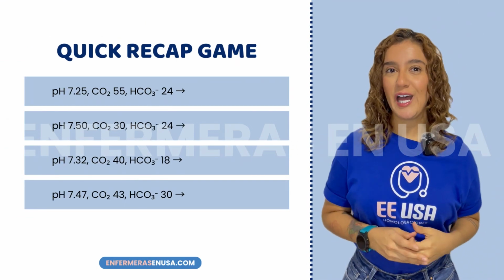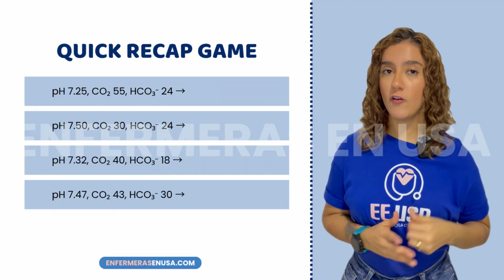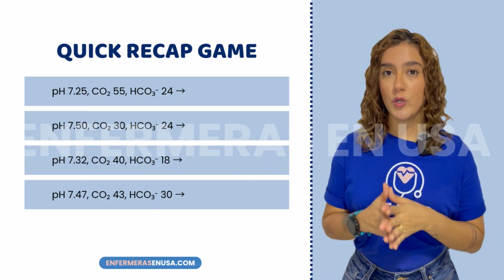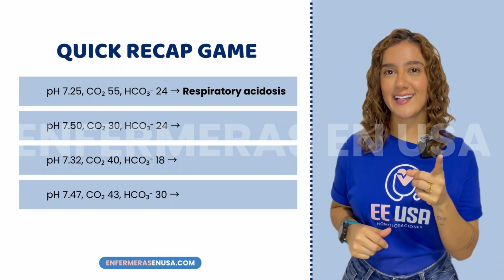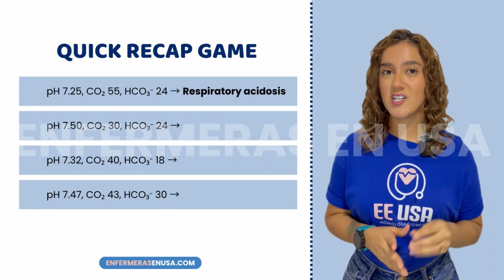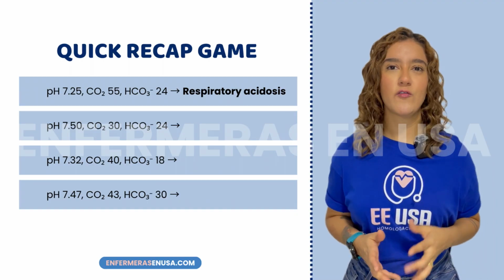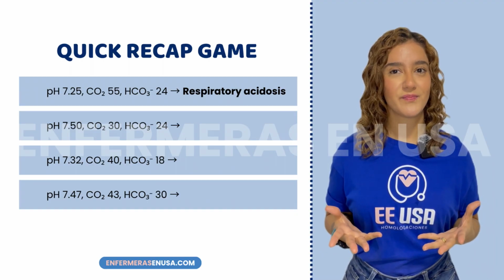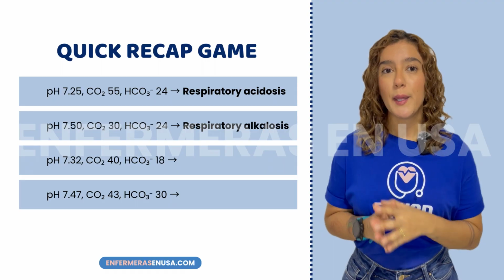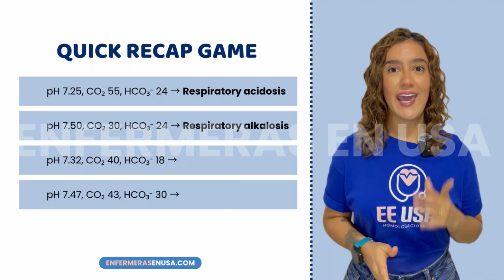Let's test your speed. I will give you the values and you will think of the answer. First one, pH 7.25, CO2 55, and an HCO3 of 24. Which type of imbalance is it? Exactly, respiratory acidosis. Let's move to the second example. pH is equal to 7.50, CO2 30, HCO3 24. Which type of imbalance is it? Correct, respiratory alkalosis. Third example, pH 7.32, CO2 40, HCO3 18.